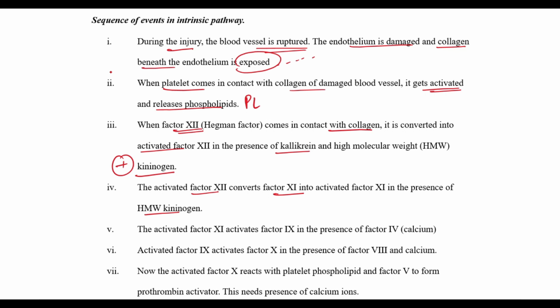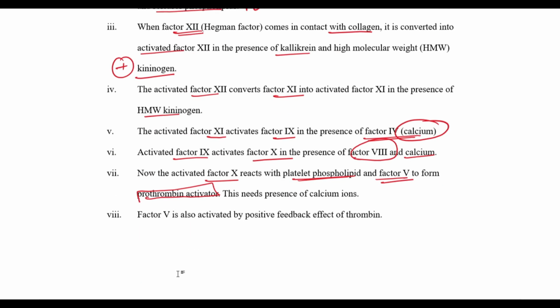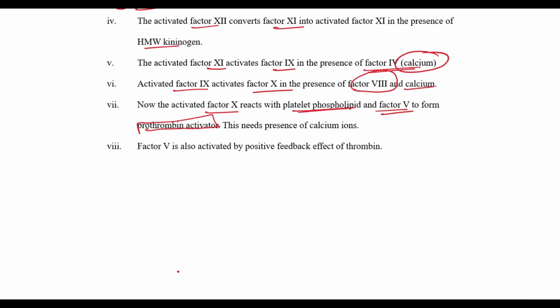Now the activated factor 11 will convert the factor 9 into an activated factor in the presence of factor 4, also called as the calcium. This activated factor 9 will convert 10 into an activated factor in the presence of factor 8 and calcium. Now the factor 10 will react with the platelet phospholipid and factor 5 to form the prothrombin activator in the presence of calcium ions, and the factor 5 is also activated by the positive feedback effect of thrombin.